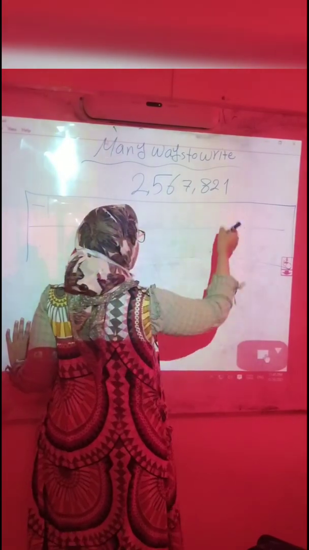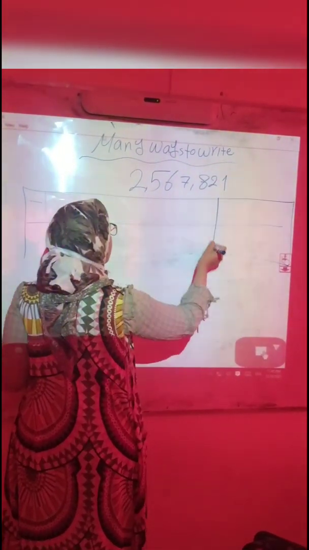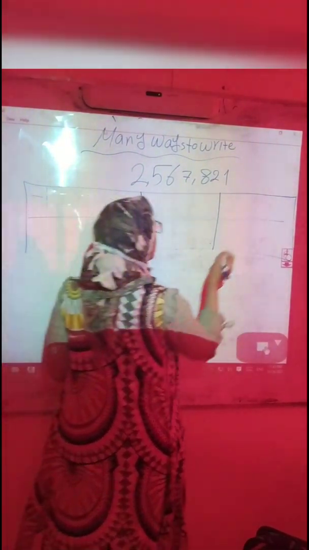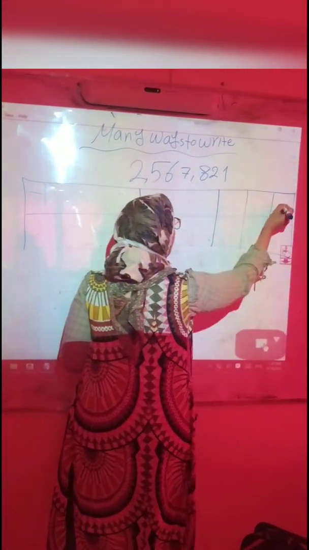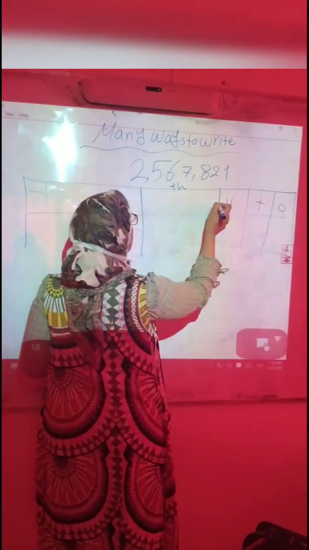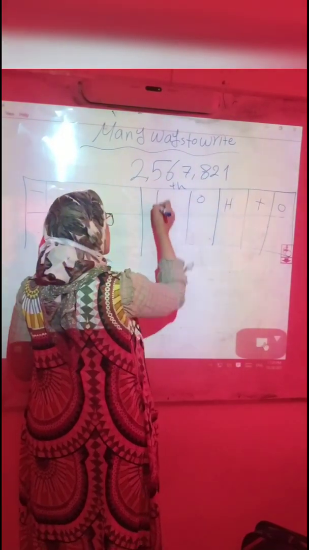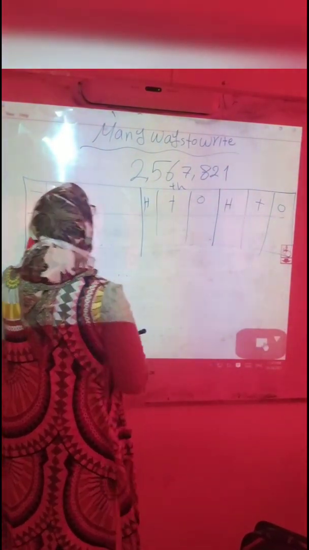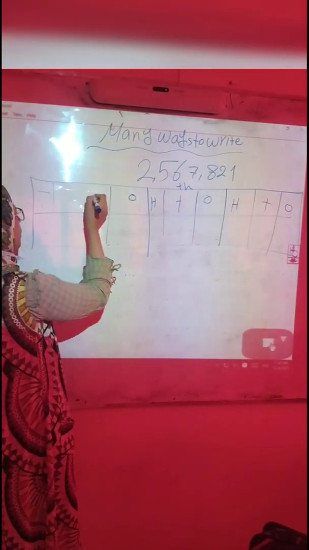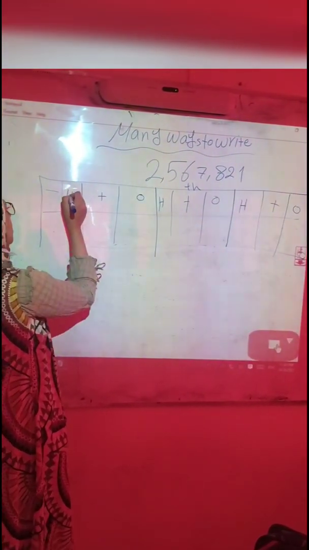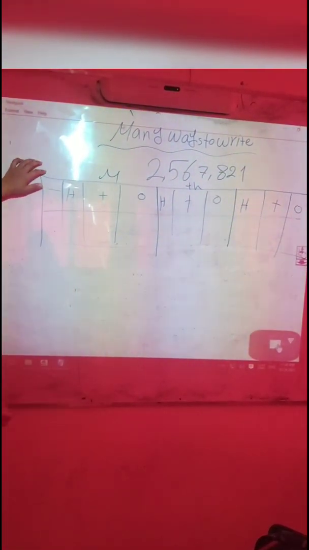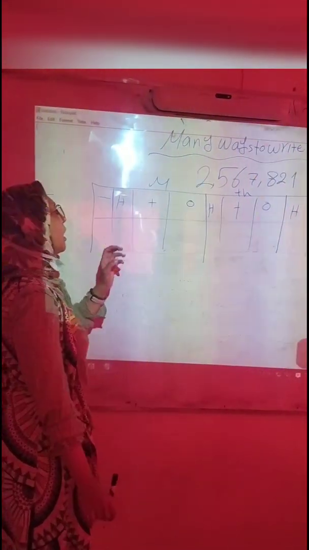Again, I will divide this into 3 periods: ones, thousands, and millions. The ones contain ones, tens, and hundreds, and the thousands contain ones, tens, and hundreds, and the last one is the millions. It also contains ones, tens, and hundreds. And there is supposed to be another period, which is the billions, but we don't need it here. Let's see.